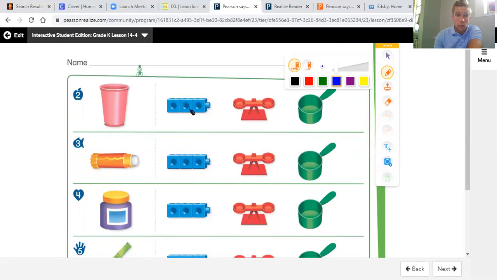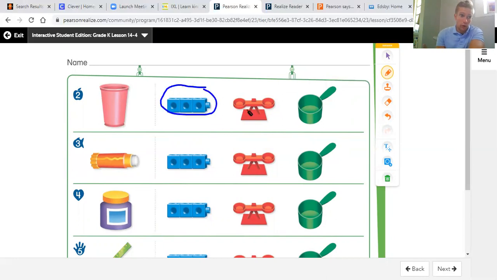If you can, circle this. Can I measure the height of that? Yes. Can I measure the weight of a cup of water? Can I find out how much my cup weighs on the balance scale? Yes. Can I find out how much water is in this cup by using the measuring cup with the capacity? What do you think? If you said yes, great job.